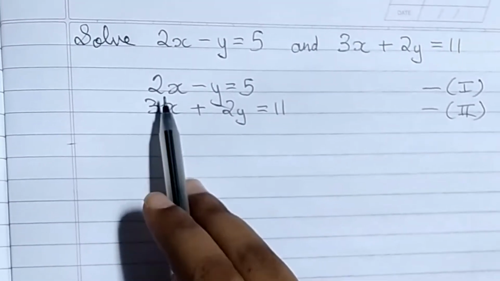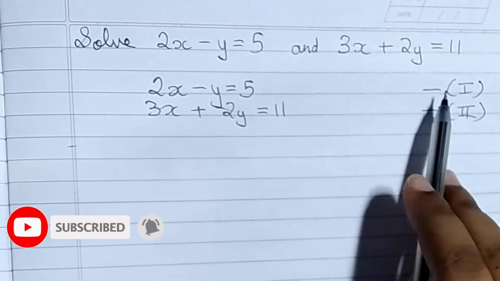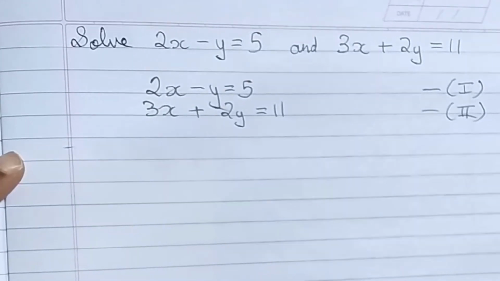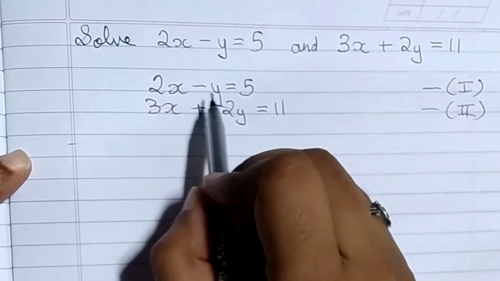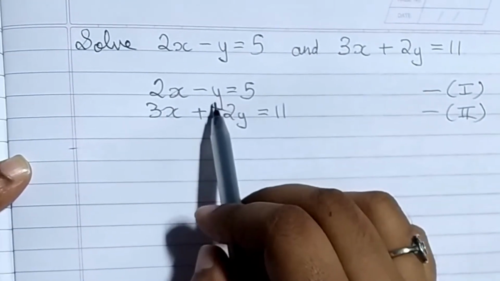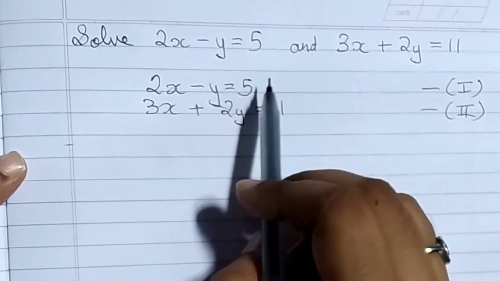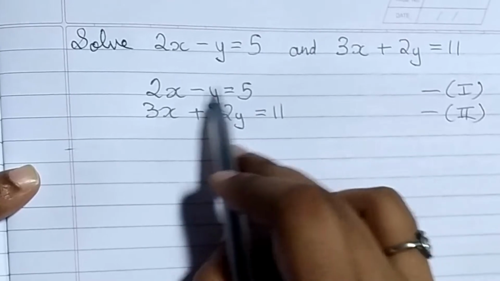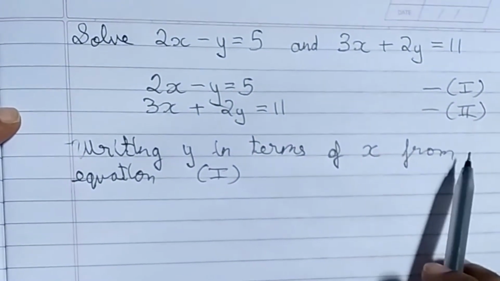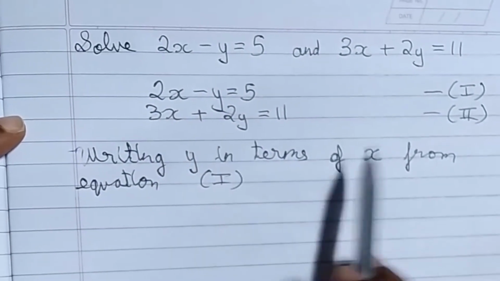Here we have written both the equations, and we named the first equation as equation 1 and the second equation as equation 2. Now in the substitution method, see equation 1: 2x minus y equal to 5. This term y we will rearrange in such a way that we get y equal to. So from equation 1 we will write the value of y, that is, writing y in terms of x.